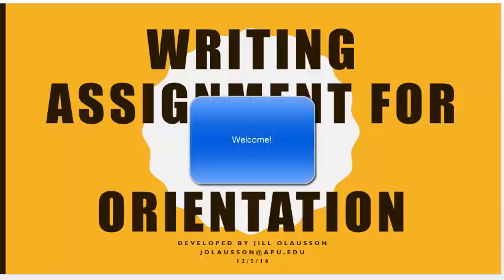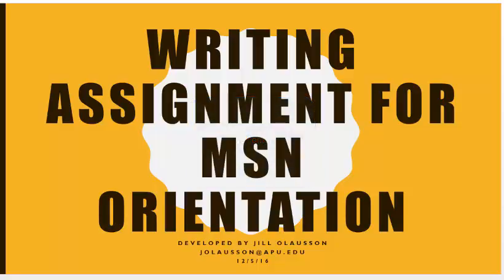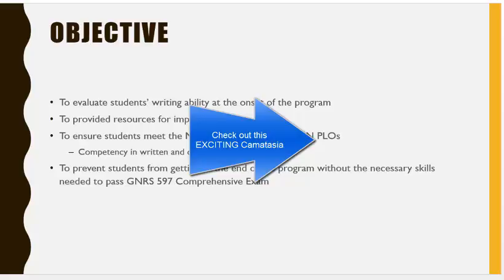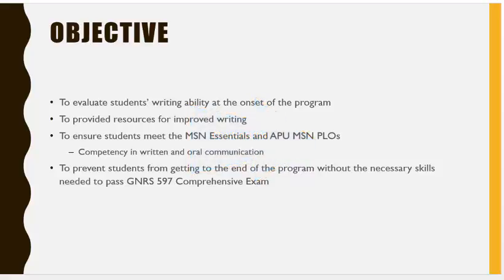Hi, this is an orientation for the writing assignment for MSN student orientation. The objective of this orientation is to let you know about this assignment. This assignment is to evaluate students' writing ability at the onset of the program, then to give them resources that are tailored to their writing ability.